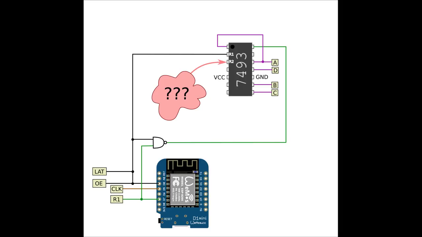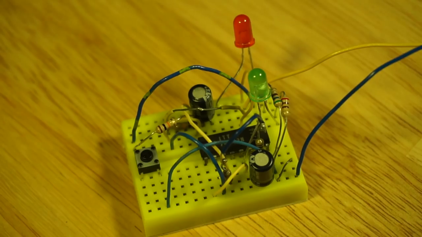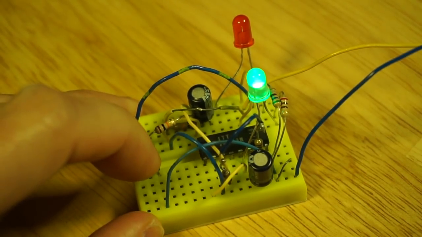Now, I tried a few different things. Of course, I could use a 4th GPIO pin, but I eventually stumbled upon a way to avoid that by using a 74123 retriggerable monostable. Now, 74123, this is a retriggerable monostable. So here's how it works.